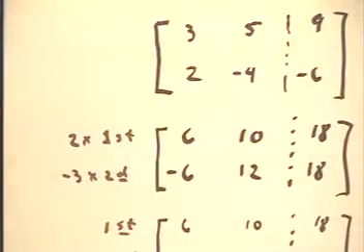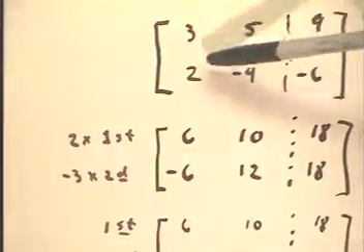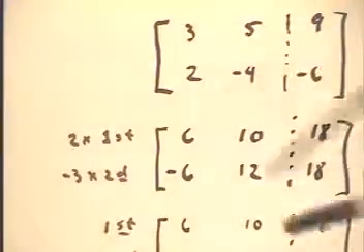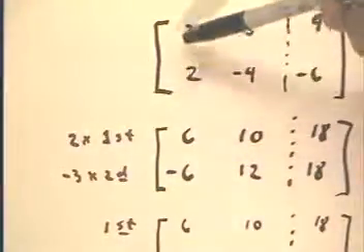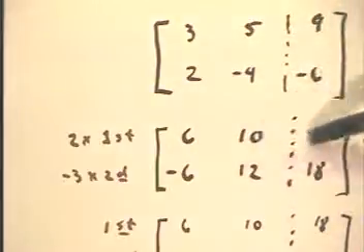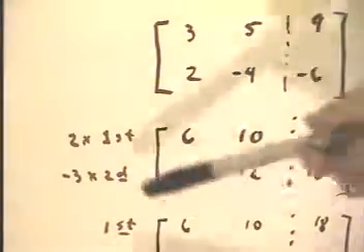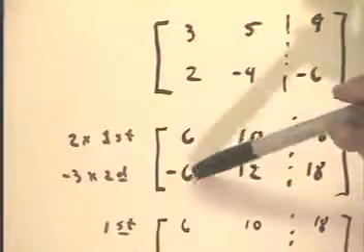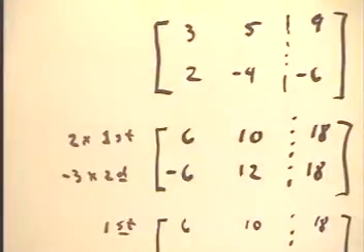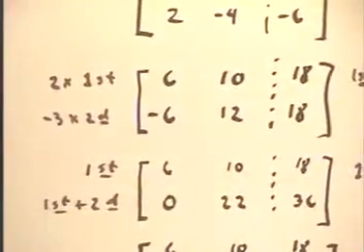Now recall that we multiplied the first equation by 2, the second by negative 3. So we're going to do 2 times the first row here. That's going to give us this, doubling each of these numbers. Negative 3 times the second row gives us these numbers. We then proceed to simply add the 2 rows.